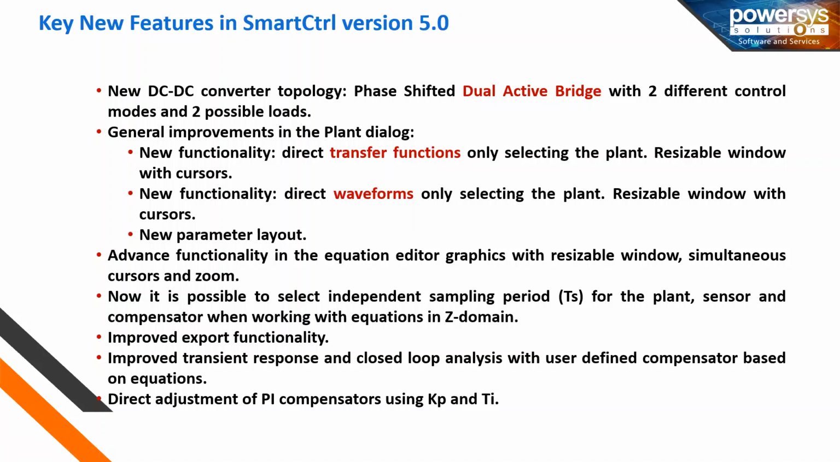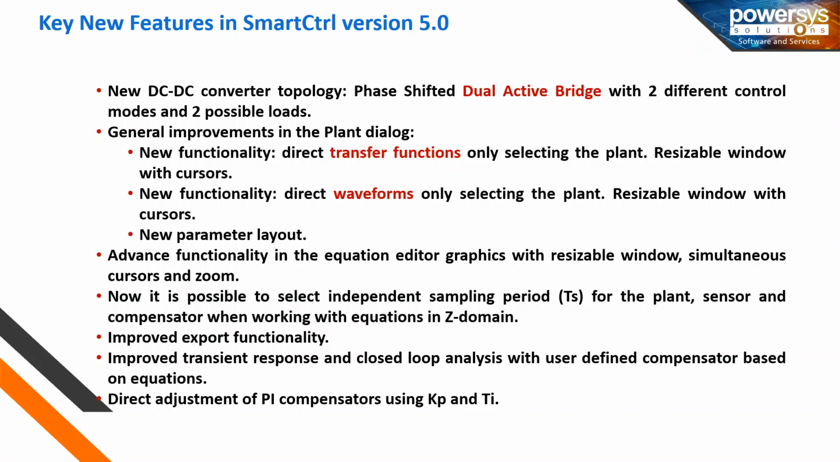We have made general improvements in the plant dialogs, that is, transfer functions, and we have provided direct waveforms, so different waveforms can be taken. Earlier we got only the magnitude plot, phase plot, Nyquist plot, and time domain analysis. Apart from that, we now have waveforms like inductor current values and ripple values. We are also going to change the graphics of the equation editor, so users can understand how the plant model is created.